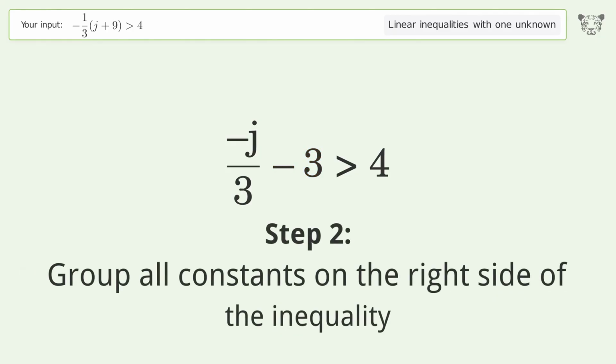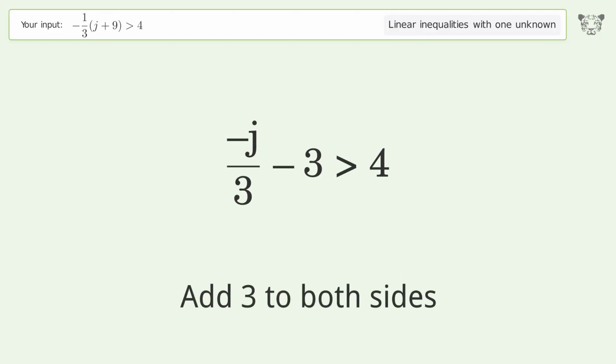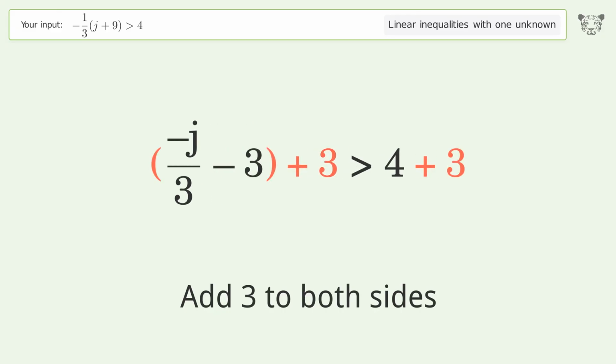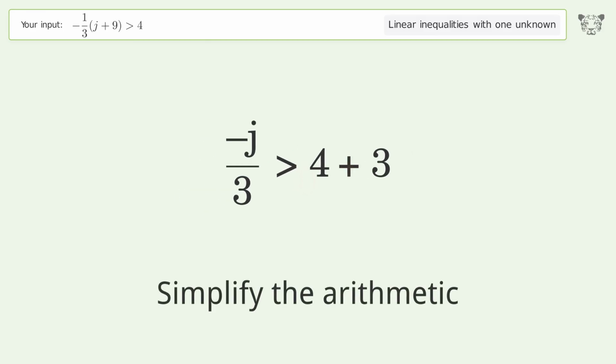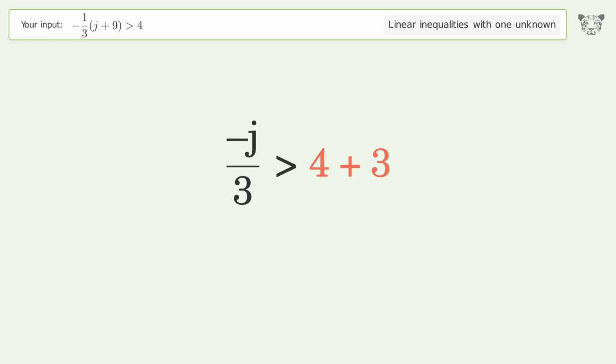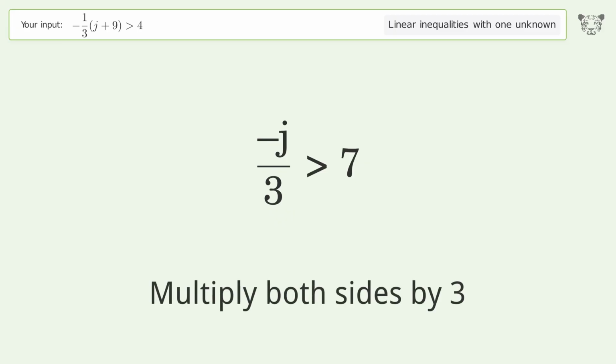Group all constants on the right side of the inequality. Add 3 to both sides. Simplify the arithmetic. Isolate the j. Multiply both sides by 3.